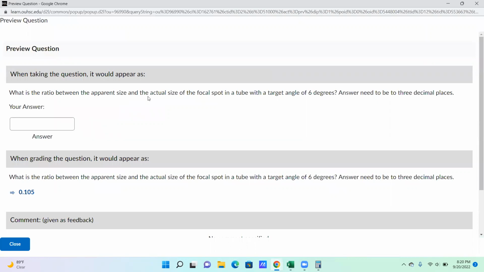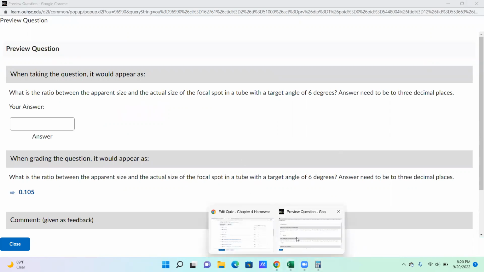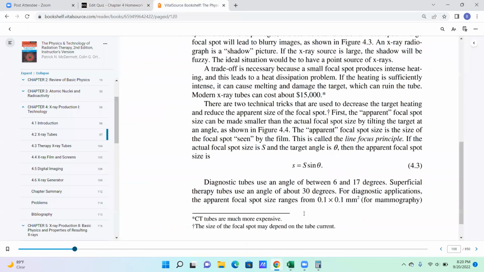Here, what is the ratio between the apparent size and the actual size of the focal spot and tube with a target angle of 6 degrees? Now, this question actually comes from this part in the book. The actual focal spot size is S and the target angle is this. Then the apparent focal spot size, which is this, is related with this equation. So if you take the apparent focal spot size divided by the actual focal spot size, then what you would actually get would be little s divided by big S, which is equal to sine theta.